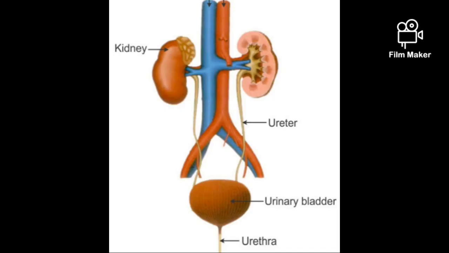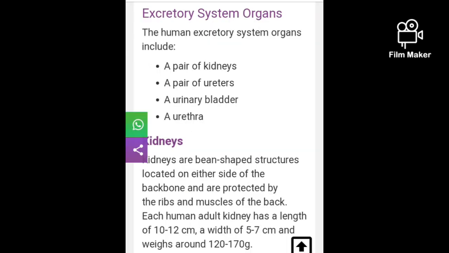Now see children, this is the excretory system of humans where you can see kidneys, ureter, urinary bladder and urethra. Now in detail we are going to study about each of these organs. The human excretory system organs include a pair of kidneys, a pair of ureters, a urinary bladder and urethra.